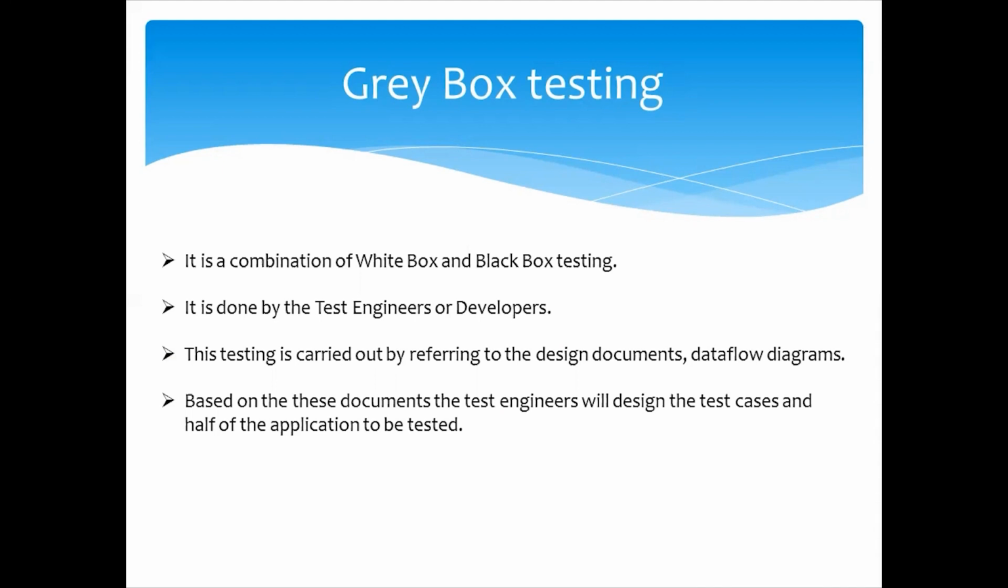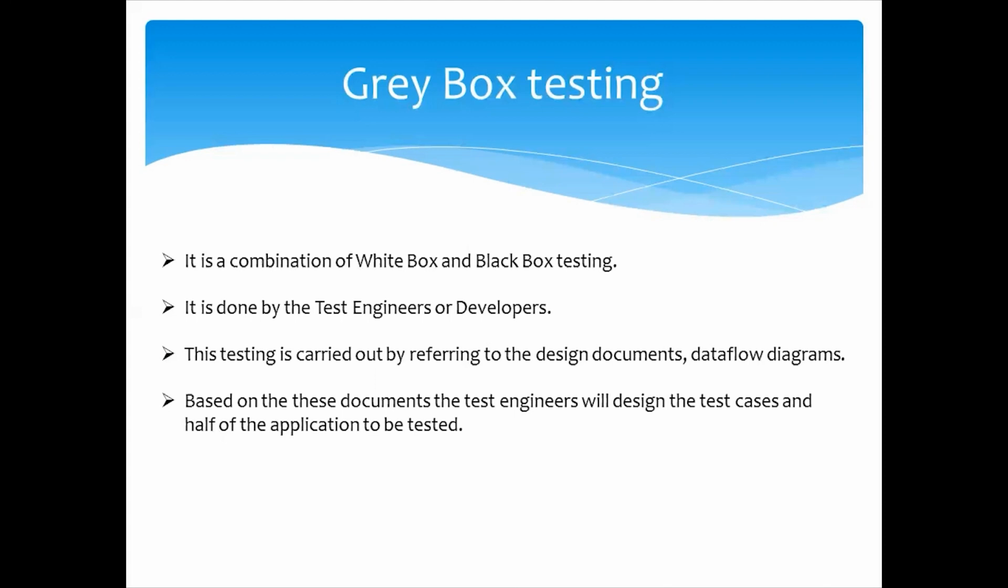This testing is carried out by referring to the design documents and data flow diagrams that we got from the requirements. From there, we perform some designs to develop an application. By looking into those design documents and data flow diagrams, we are going to perform our gray box testing. So from which table to which table the data is flowing, and from which table the user is going to utilize that particular application, those kinds of things will be available in the data flow diagram. By looking into that data flow diagram, we perform the gray box testing.